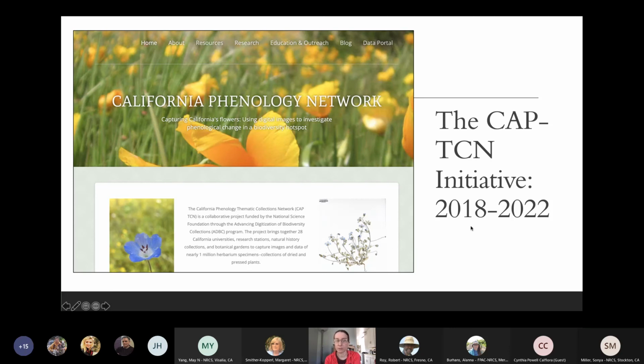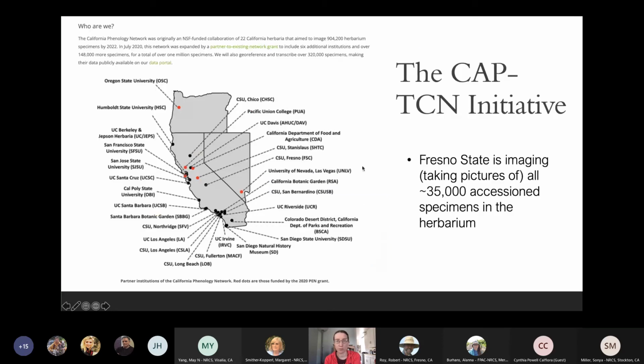And so we started this work a few years ago, and we have another year or so to go, getting all of our specimens digitized. So this is a map showing all these herbaria that are all contributing data to this initiative. Each of them had different numbers of specimens and different numbers of target specimens to digitize for the grant. Our herbarium is imaging and uploading data for all 35,000 accession specimens in the herbarium. So we are trying to do the whole thing, and not just taking pictures, but also transcribing data from the label on each specimen.